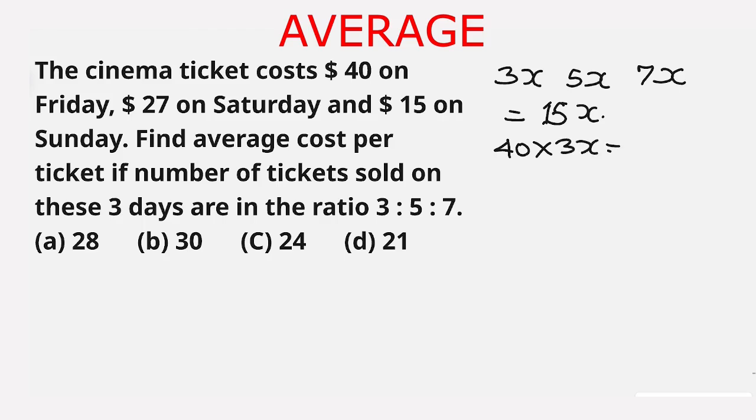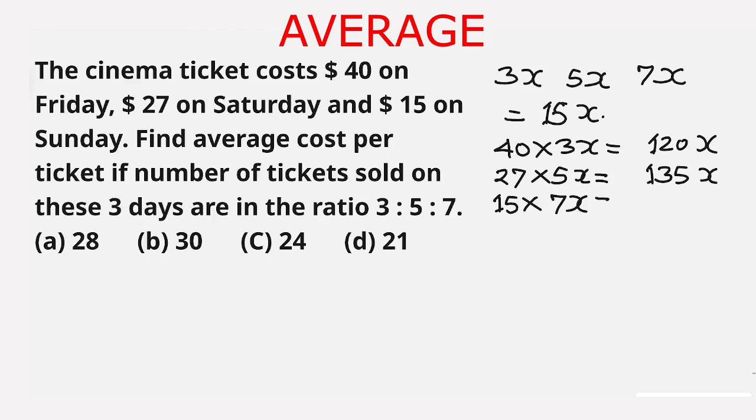Now the cost of these 15x tickets is, the cost of Friday is 40 multiplied by 3x is 120x. The cost of 5x tickets on Saturday is 27 multiplied by 5x. This is equal to 135x, as 27 multiplied by 5 is 135. And the cost of 7x tickets on Sunday is 15 multiplied by 7x, and this is equal to 105x, as 15 times 7 is 105.